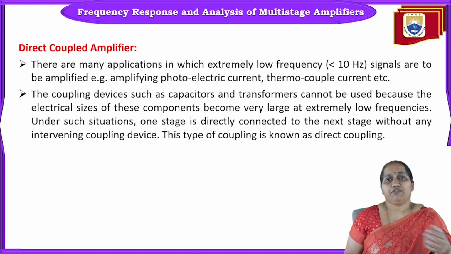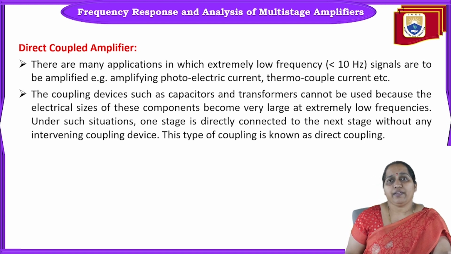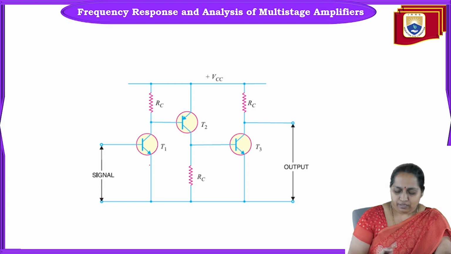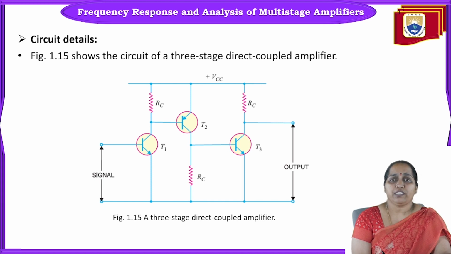Okay. Next thing we have got is direct coupled amplifier. As the name itself suggests, direct coupled amplifier means you're not using any coupling element between two transistors, between two different stages. You can see here, the output of the first transistor is given directly to the base of the second transistor. Again, the output of the second stage is given directly to the input of the third stage.